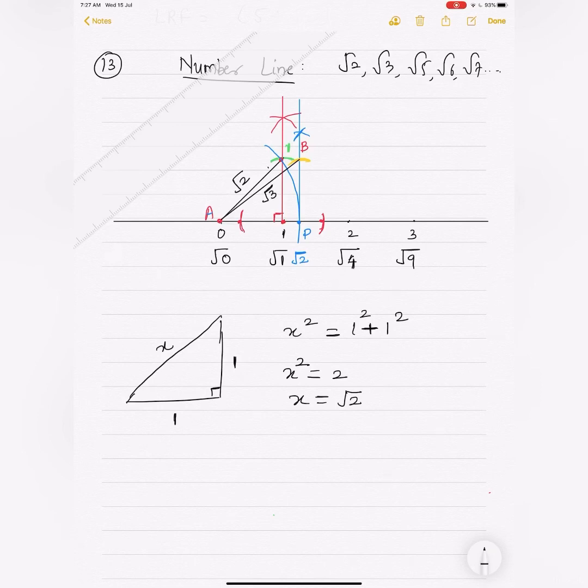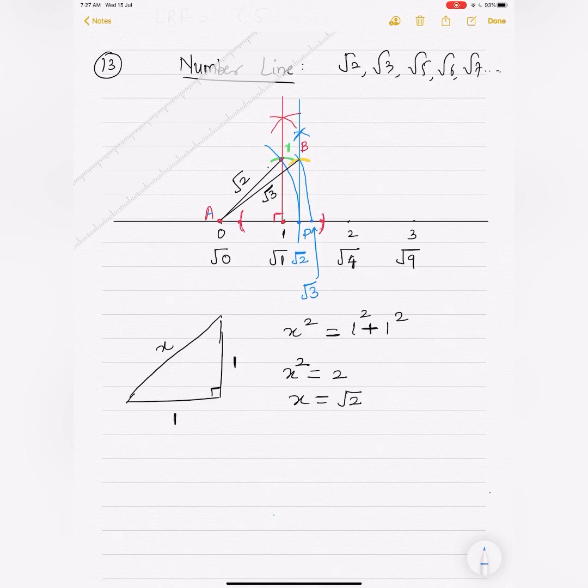Now, again, how will you mark root 3 down here? Measure the distance from A to the new point, B, and then again draw an arc from here down. So wherever it goes and meets, that's your point, root 3. So guys, first we'll do till root 3 and then I'll discuss root 5, root 6 in the class, how to do them. If you can try yourself, you can do it yourself also.